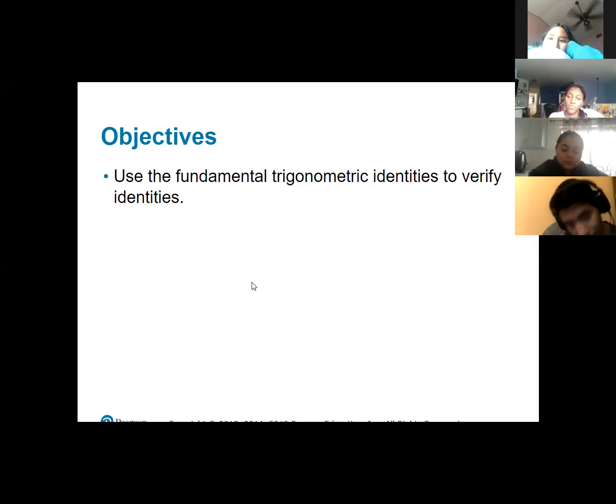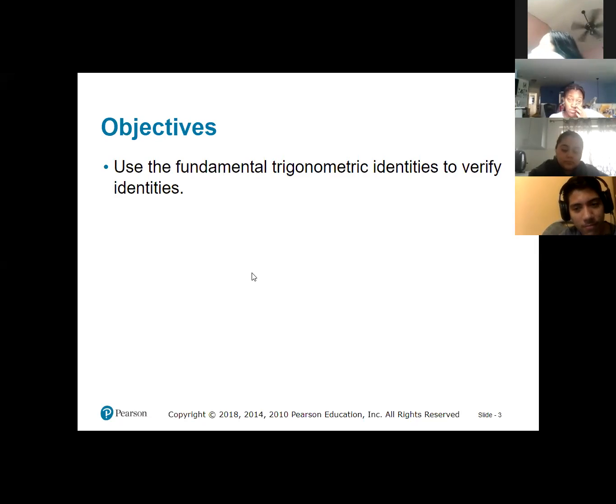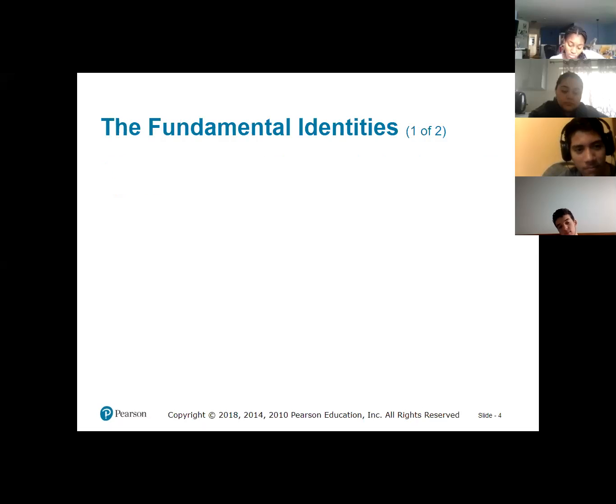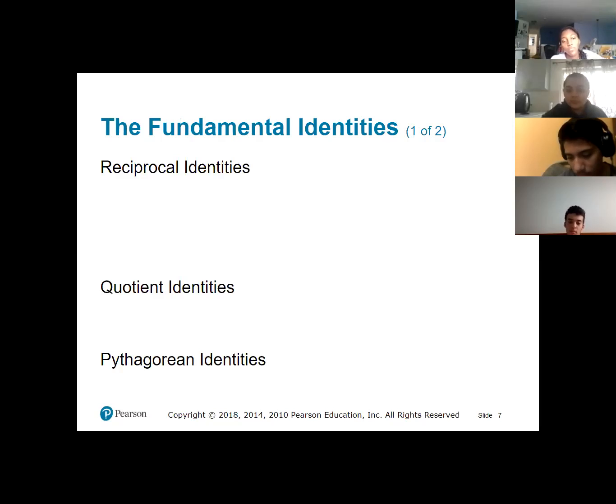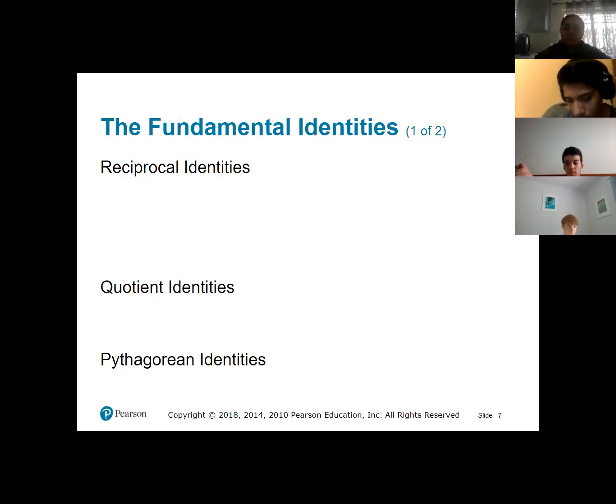All right, so there's my crazy lag. The fundamental identities. So what are the fundamental identities? We have three types: reciprocal identities, quotient identities, and Pythagorean identities. Okay, those are our three types. We're going to start off with reciprocal identities.